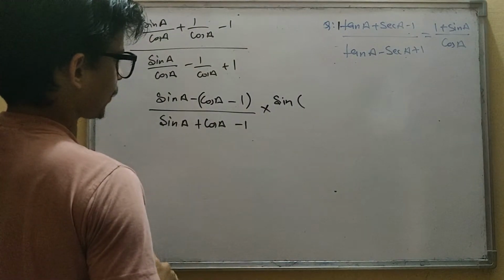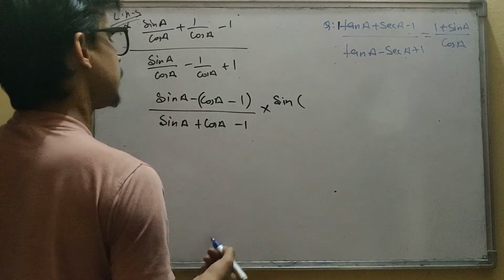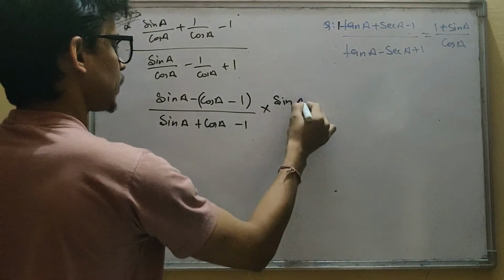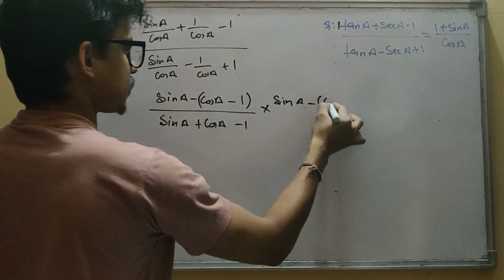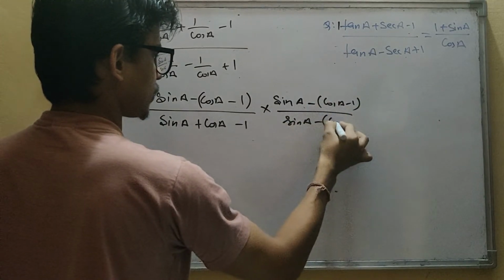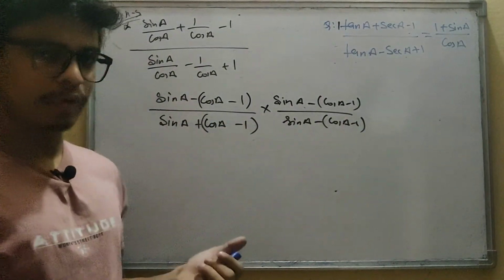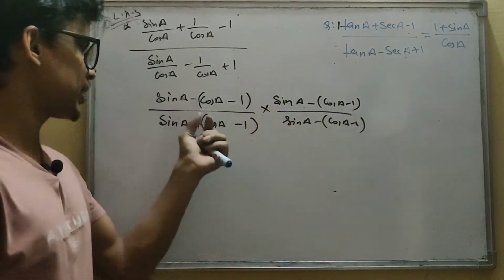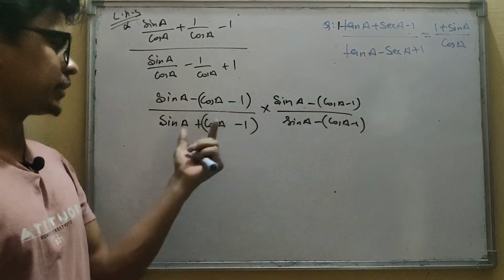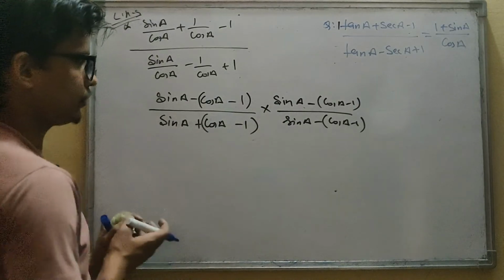What I can do, you can write like this: sine a minus cos a minus 1, sine a minus cos a minus 1. It is not important to do it like cos a minus 1, or you can write it like this: sine a minus cos a minus 1, sine a plus cos a minus 1, right? So this is also a way to do so, right?